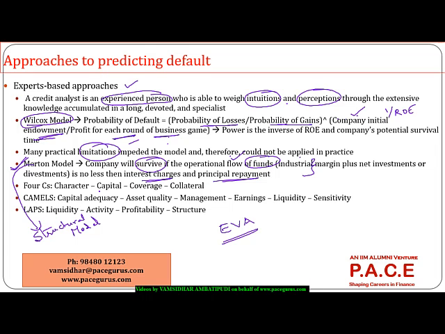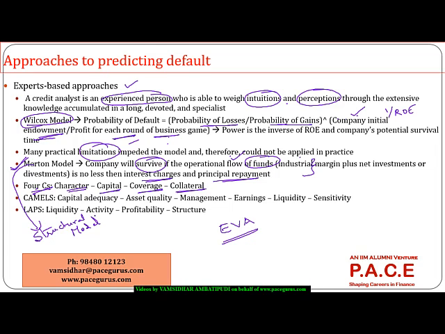Then we also have the 4C's approach, again a kind of framework, which talks about the character of the borrower, the amount of capital that is being borrowed, the coverage, and the collateral, what has been kept as collateral for the borrowing. So the 4C's typically assess the probability of default associated with the borrower.